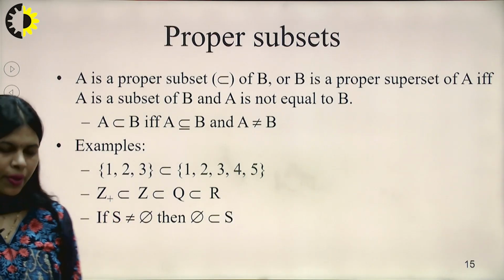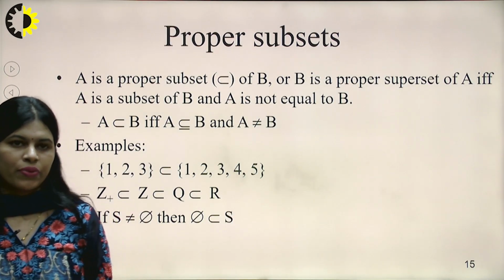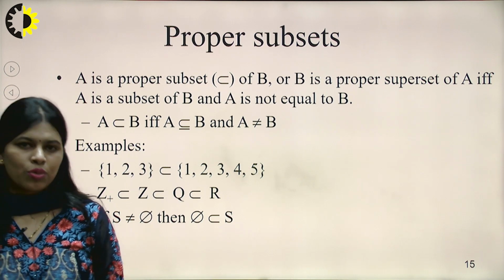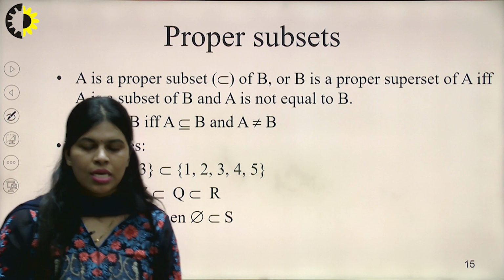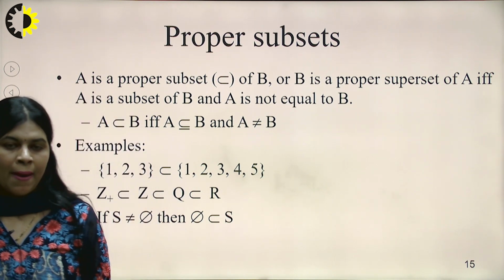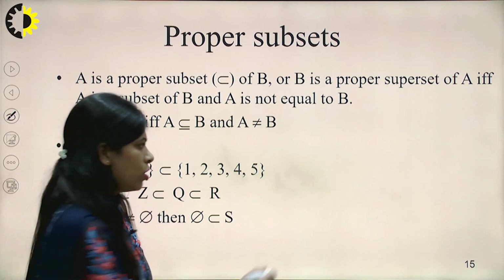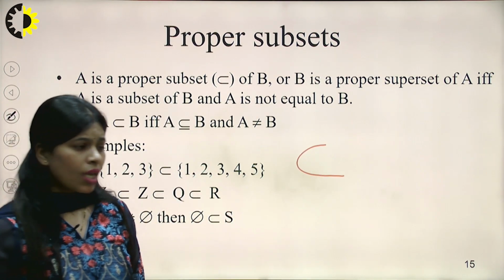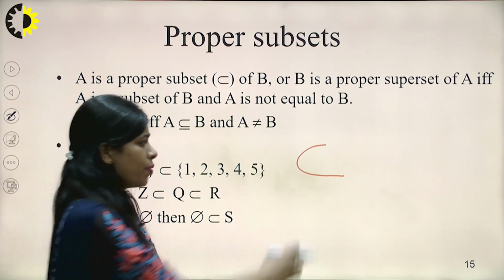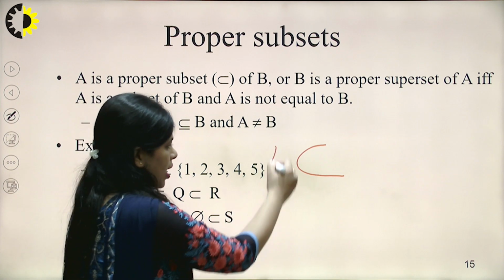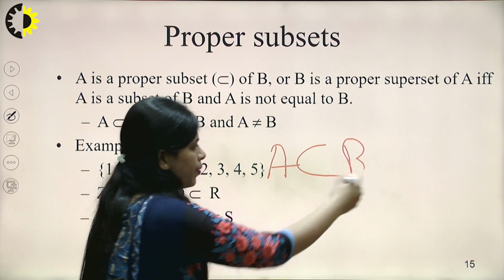Now, next topic is proper subsets. Proper subset means, if I am again taking an example between two sets, set A and set B, how can we say that A is a proper subset of B? The proper subset notation is like this. We have to represent the sign of proper subset like this. Okay, so we may consider A is a proper subset of B.